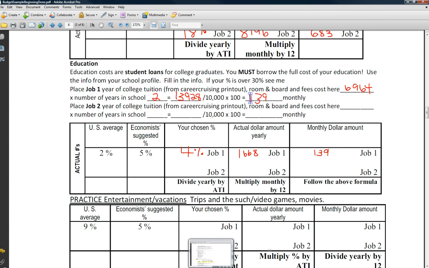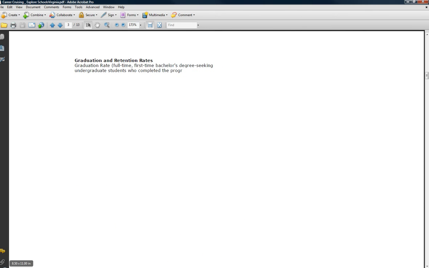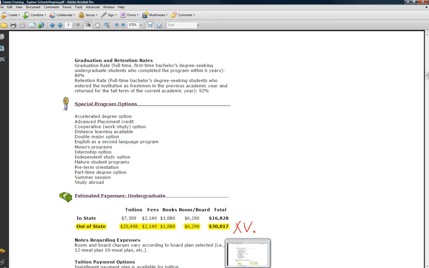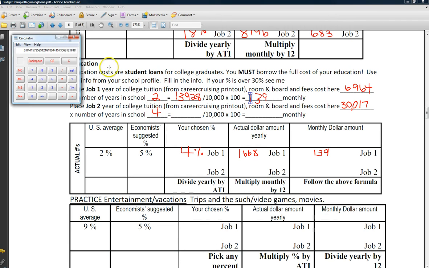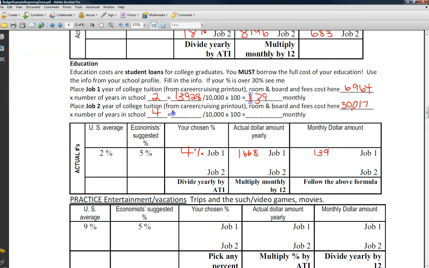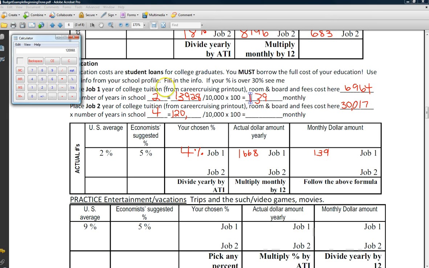All right. So now the cost of my undergraduate is $30,017 a year. So I put that in that first blank. This is a 4-year degree. So again, I get my calculator out. 30,017 times 4. All right, so that equals 120,068.